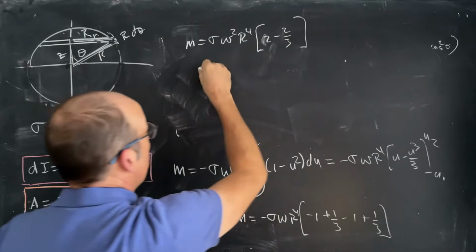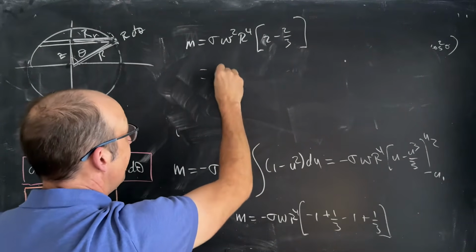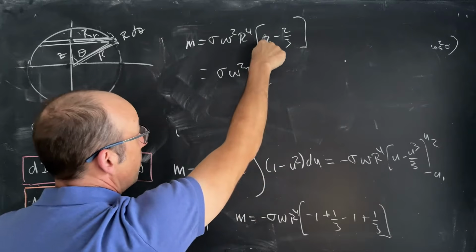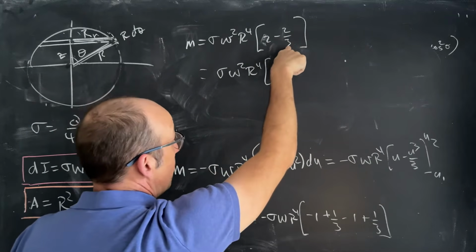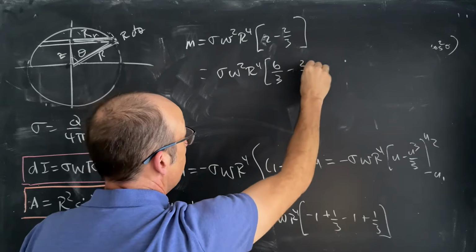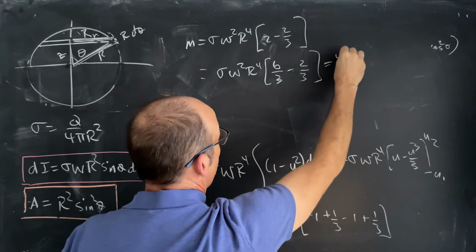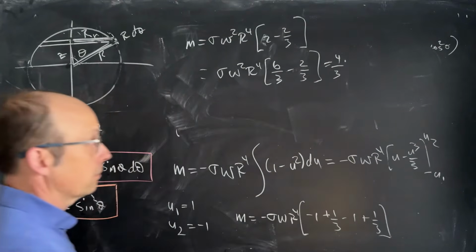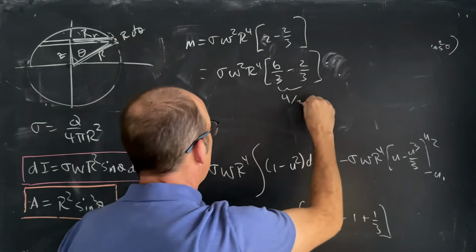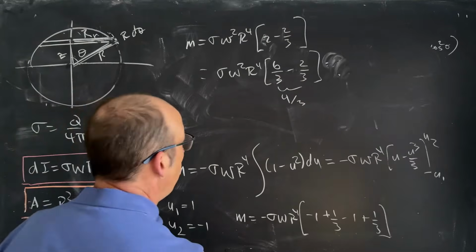And I think this is where I made my mistake before. So let's just, I'm not going to skip. I was like, I'll just do that in my head. Don't do it in your head. So it's going to be, get a common denominator of 3. So this is 6/3 minus 2/3 is 4/3. OK, now let's get the whole answer.